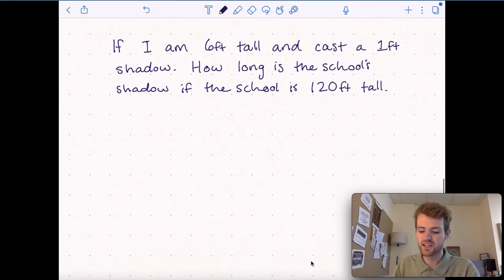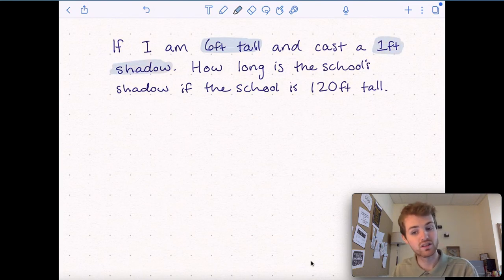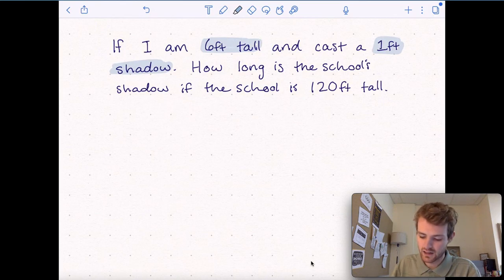So we have a couple steps. The first step, I'm going to make note of the important information. I see 6 feet tall. I see a 1 foot shadow. Oh, there's the lunch bell. And then I see we have a 120 foot tall building with the question being, how long is the school's shadow?